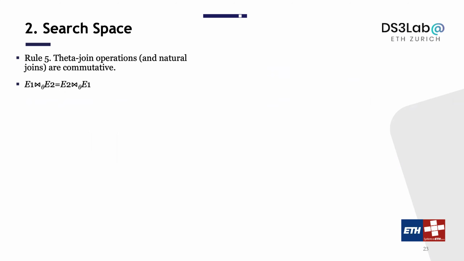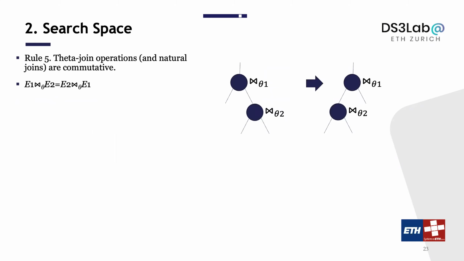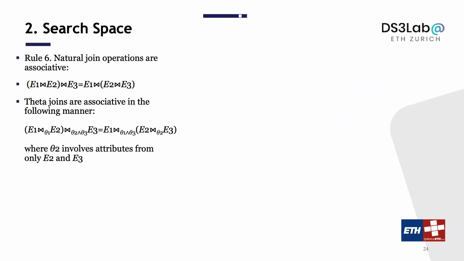Again, I can change my join order. If I have E1 join E2, that's the same as E2 join E1. So if you have a join tree that looks like this, where I join the left-hand side with the result of the join using theta 2, I could change the order. I could put this child to the left and then put this child to the right. So I can do this type of local transformation for my plan.